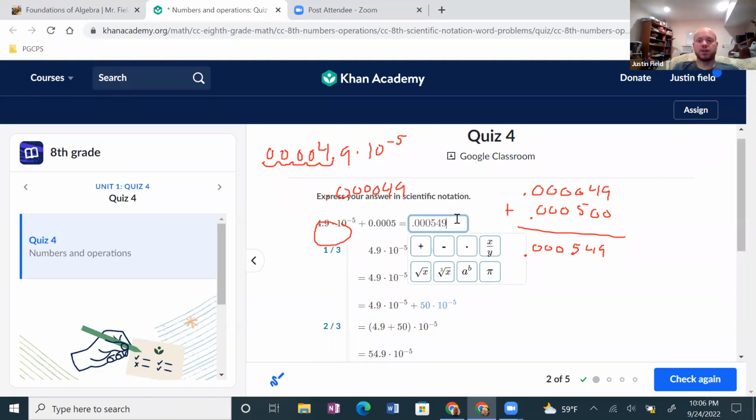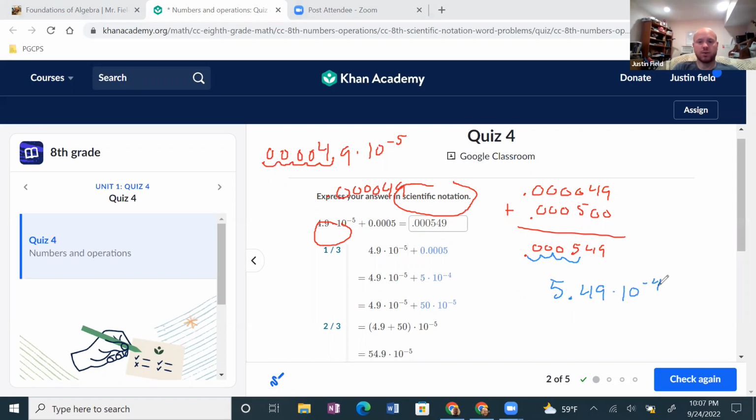So 0.000549 is the right answer, but then I forgot we've got to convert it back into scientific notation. So we're going to go 1, 2, 3, 4, 4 moves. So this would be 5.49 times 10 to the negative 4.